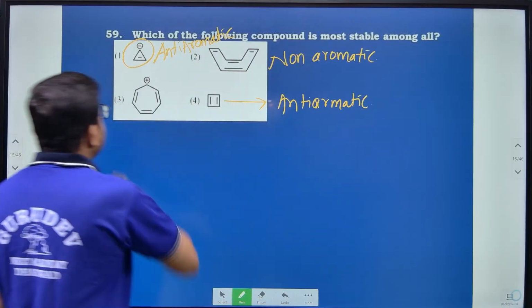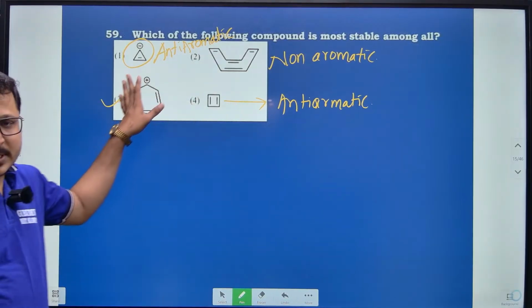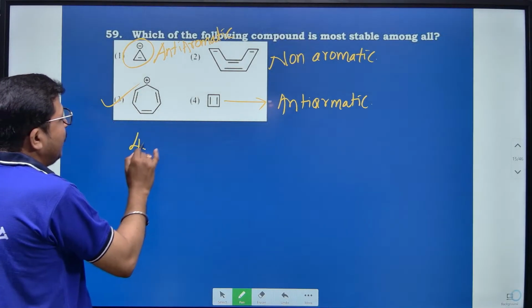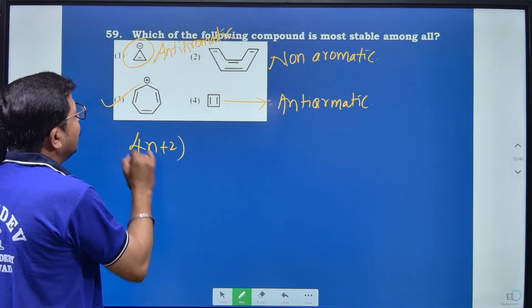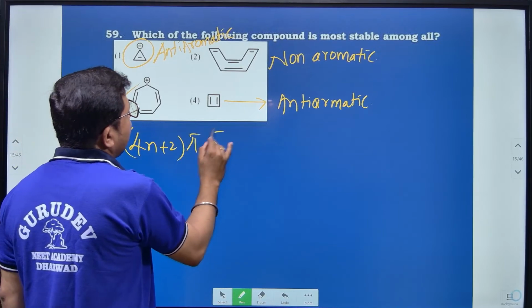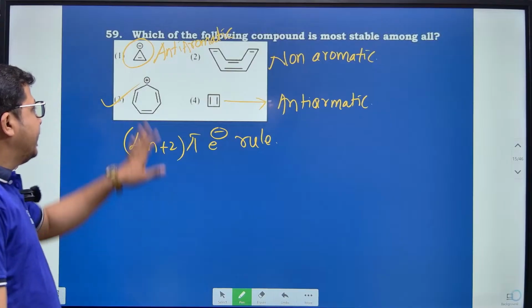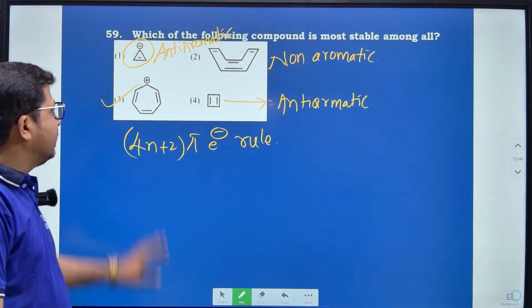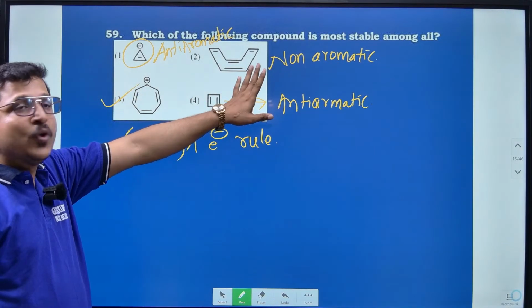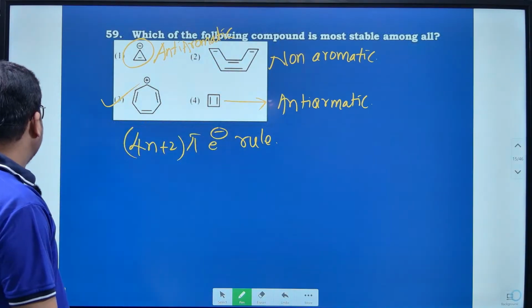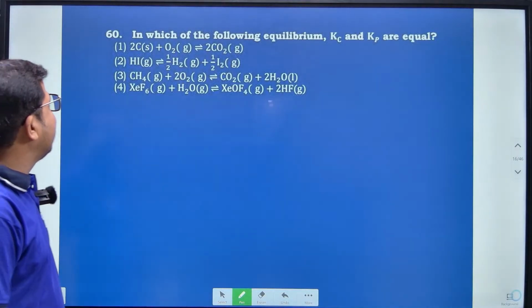And this is the only product which follows the 4n plus 2 pi electron rule, not the 4n pi electron rule. Hence option 3 is the right one. Therefore it is most stable among all the compounds. Clear? Okay. Next, move to question number 60.